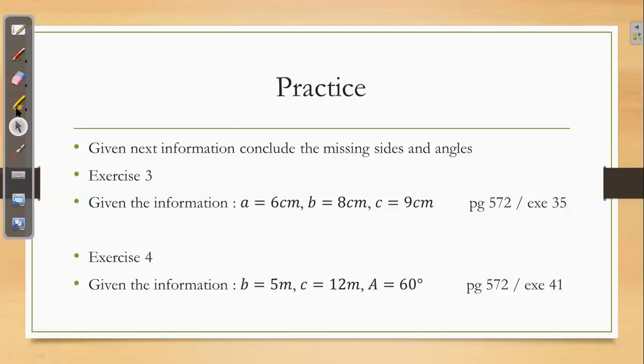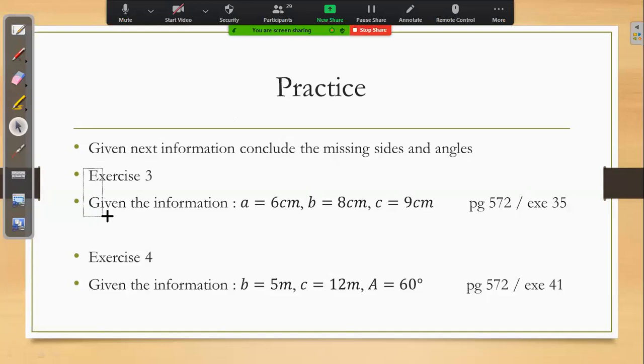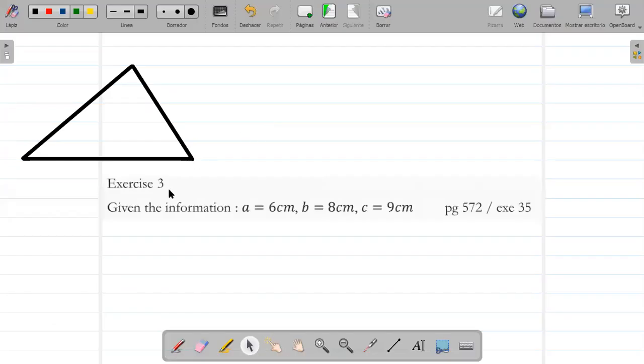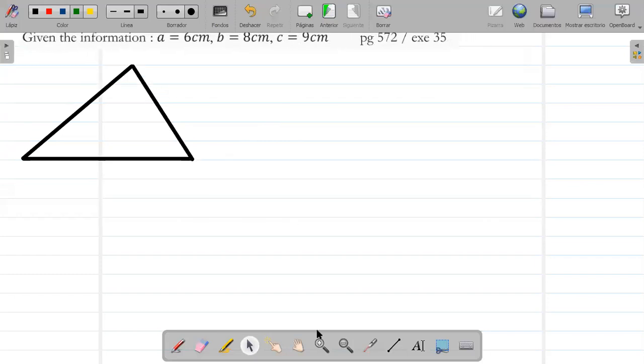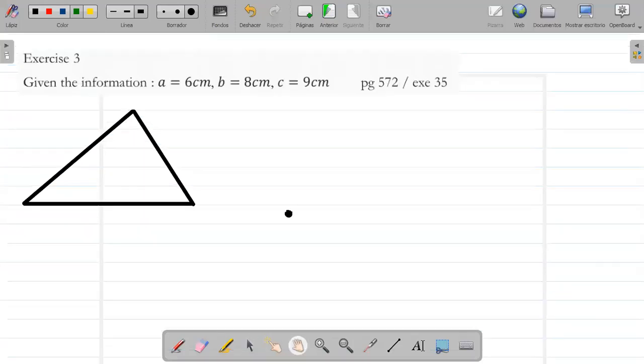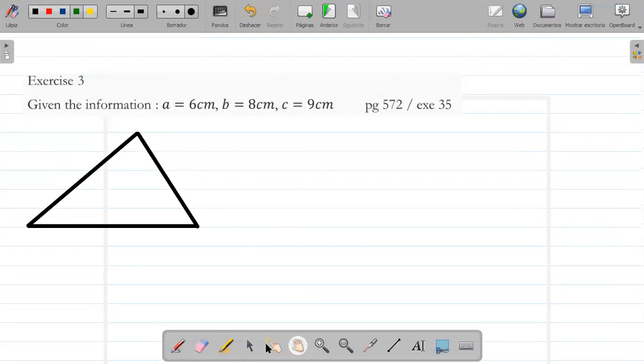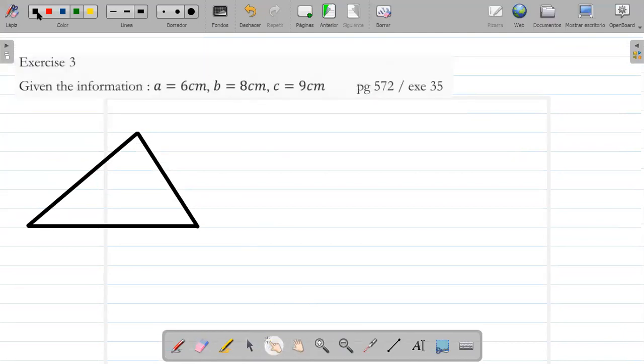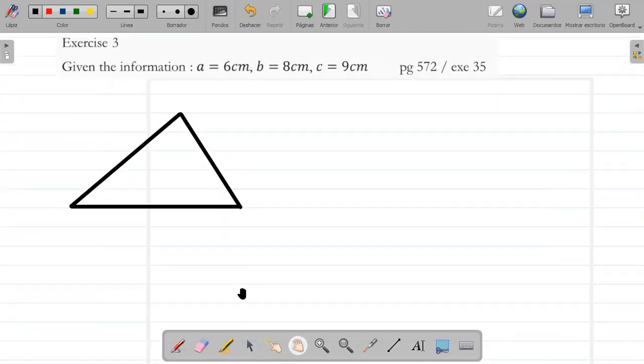So exercise 3 will be related with the other law, and you will see why. You will see the case that fits this information. So what angle or what corner do you want for A? The top, the left, or the right? Which one?